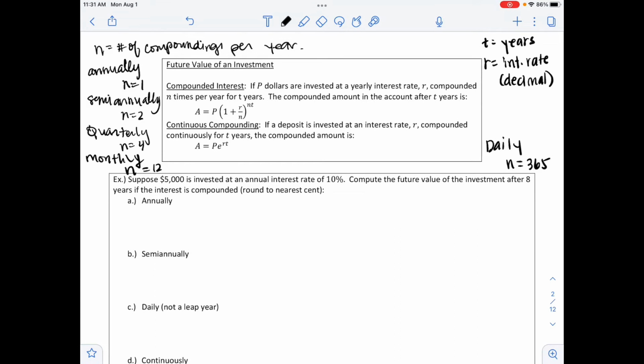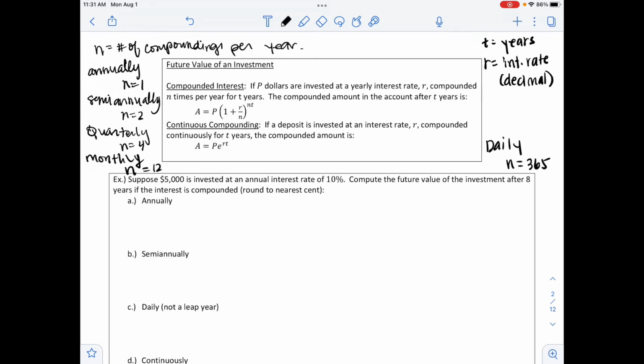So monthly there's 12, quarterly there's 4, semi-annually would be 2, daily 365, and again annually it would be just 1. So carefully reading those problems, looking for those words, and then remembering what that means, which is the number of compoundings per year, and thinking about what N would be.